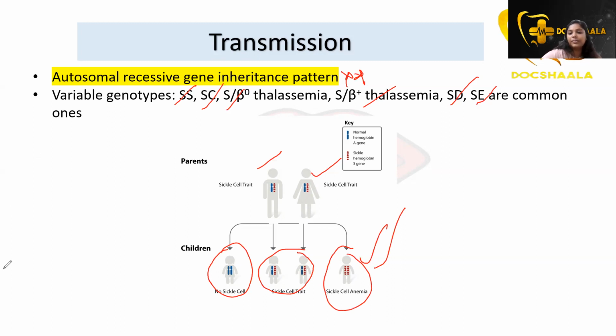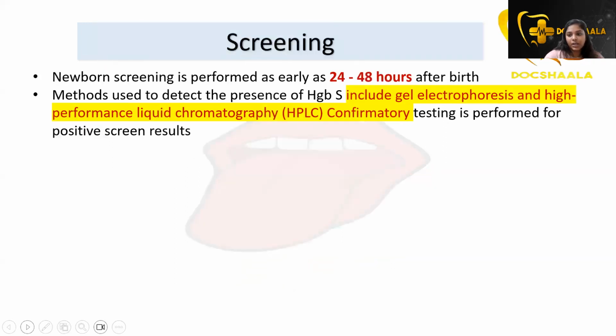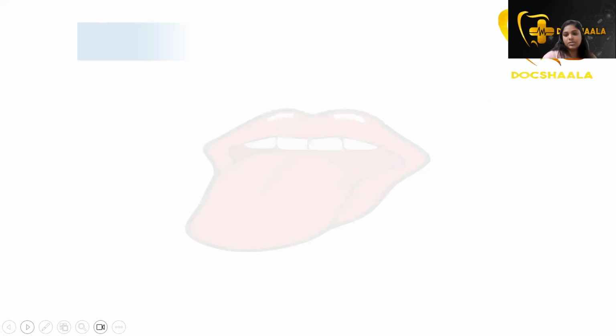Okay, you have to remember this chart also. Then, coming to screening, how do you screen? So we have to screen for sickle cell anemia in a newborn as early as 24 to 48 hours after the birth. The methods which we use are gel electrophoresis and high performance liquid chromatography, which are the confirmatory testing performed after positive screen results.